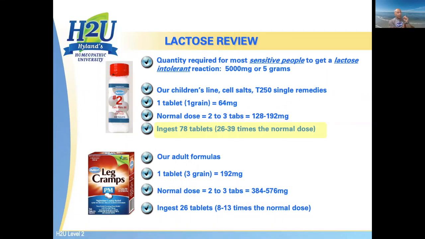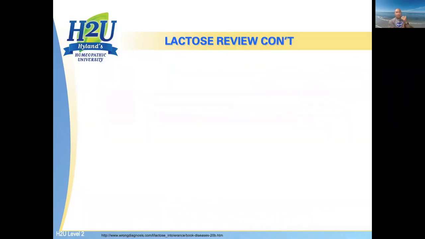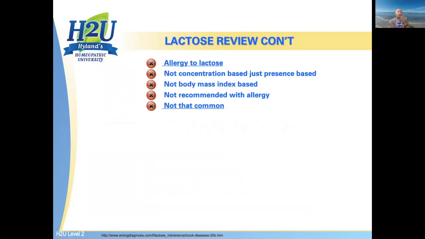They're 3-grain tablets. But even there, they still have to eat a minimum of 26 tablets at one time. So normally, most people that are lactose intolerant shouldn't have a problem with a normal dose. So again, let's look at the allergies to lactose. It's typically fairly rare. I mean, there's always the exception to everything out there. Allergies are not typically concentration-based, they're just presence-based.